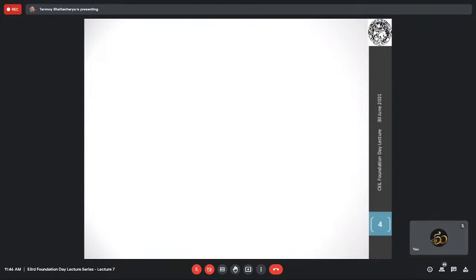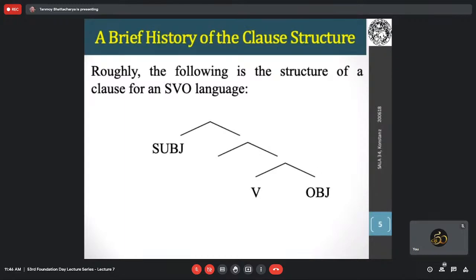Now, the second issue about agreement is, how is this agreement established? Now that we've introduced at least two aspects, that there are these agreement morphemes, and that they are related to visible and invisible elements. So here I bring in a brief history of the clause structure, very brief, and I'll give you only a glimpse of the story, the mainstream story. So roughly the following is the structure. And if you have encountered any kind of tree structure, you would have seen probably a slightly simpler version of this, that you have a subject, you have a verb and an object. I've taken an SVO language for ease of comprehension here.